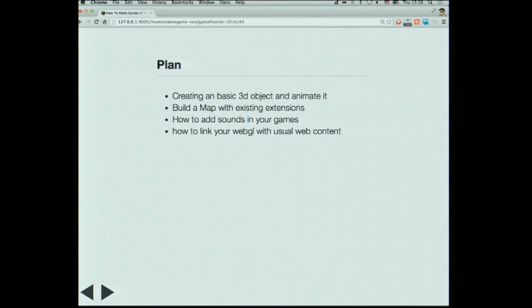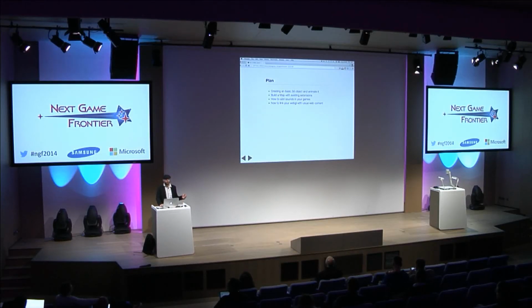What we are going to talk about is, first, creating a basic object in 3D with Three.js, then building a map with the various extensions we're going to have, and adding some sound, because sound is often misinterpreted in games, let's say underestimated. We want to have more sounds, and also how to link your usual web content with WebGL. Suppose you want to link whatever content you got on the web inside your WebGL. We're going to present how to incorporate all that.